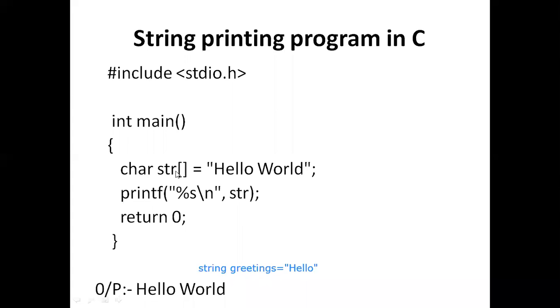Here you can see char str[] is equal to "hello world". You can count 1, 2, 3, 4, 5, 6, 7, 8, 9, 10, 11, followed by the null character. So 12 characters will be stored in the array str. So 12 characters will be stored in the array of characters str. Again you can see here printf("%s", str).